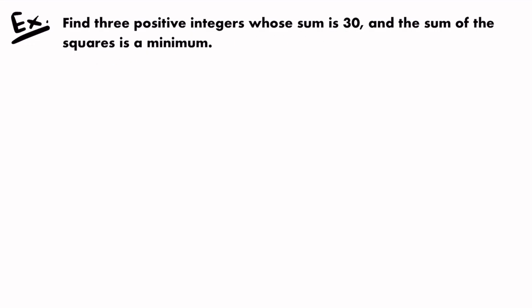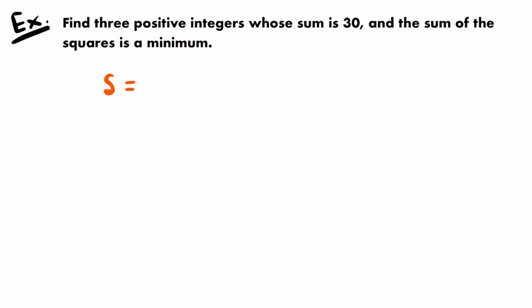And so to solve this optimization problem, we have to make two different equations. We need an equation to represent the sum of the squares, or the value that we want to minimize, and we need an equation for the constraint. So let's start with the sum of the squares. I'll represent that with S. S will be equal to the sum of the squares of those three positive integers.